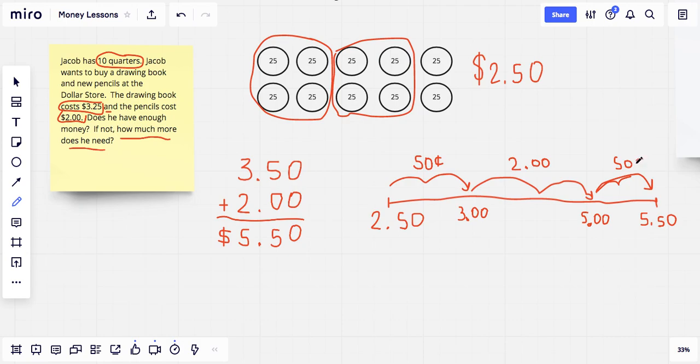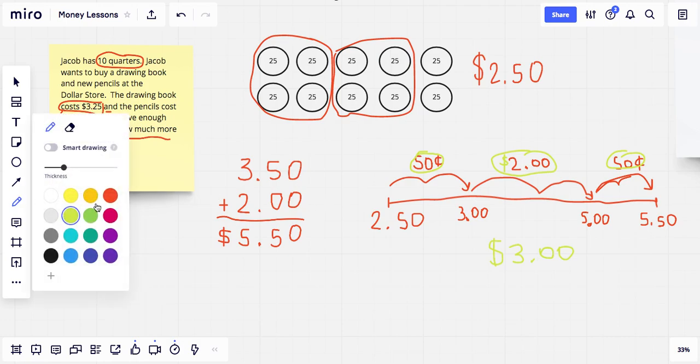All right. And again, boys and girls, some of you might have decided, hey, Ms. McPherson, I can jump by $1 each time. I could have gone $2.50 to $3.50 to $4.50 to $5.50. You're absolutely right. Because if I take these jumps now, I have $2, $2.50, and $3. So in this case here, Jacob needs $3 more. He needs $3 more, boys and girls, in order to get the two items that he really, really wants.